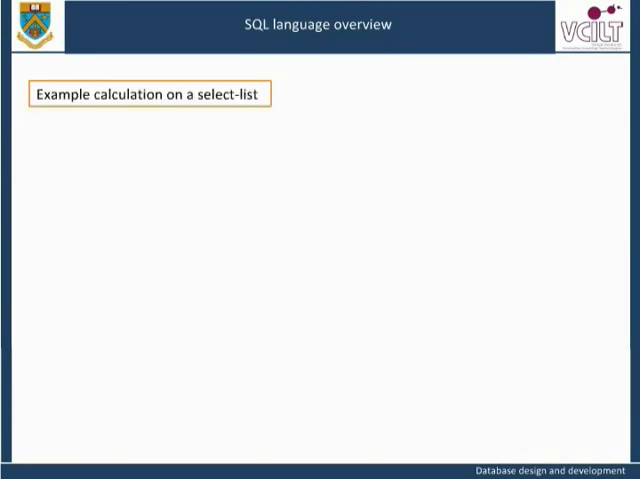Example calculation on a select list. In the queries we have presented so far, the data we have requested has been one or more attributes present in each record. Following the principle of reducing data redundancy, many pieces of information that are useful and that can be calculated from other stored data are not stored explicitly in databases.